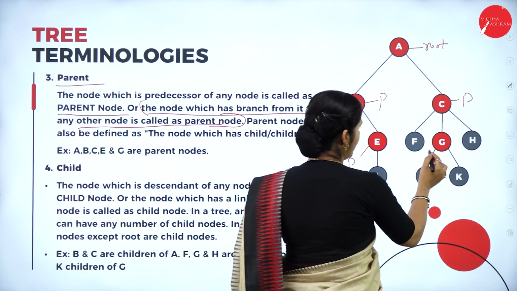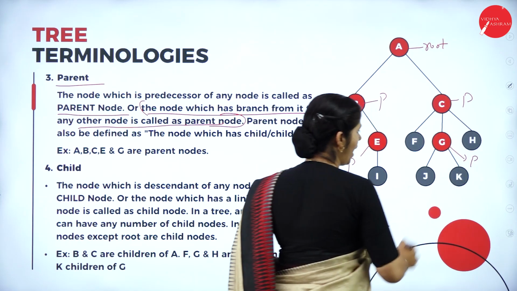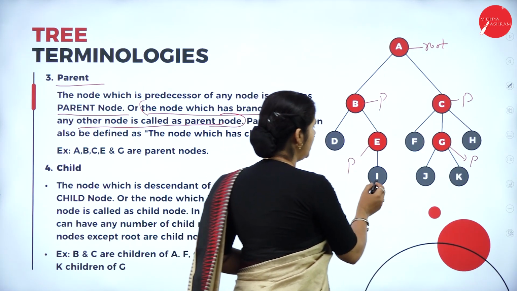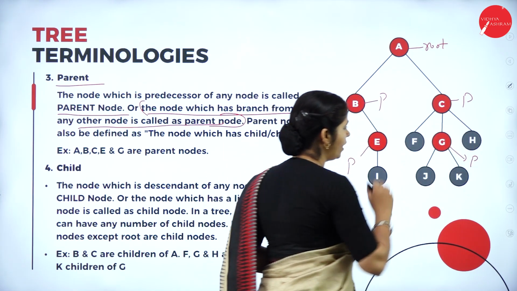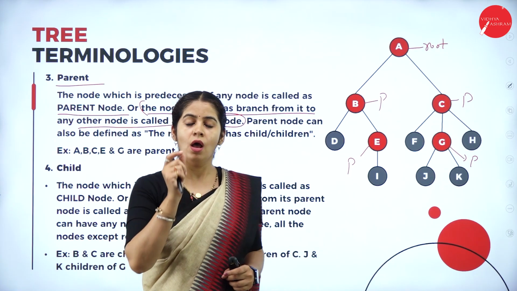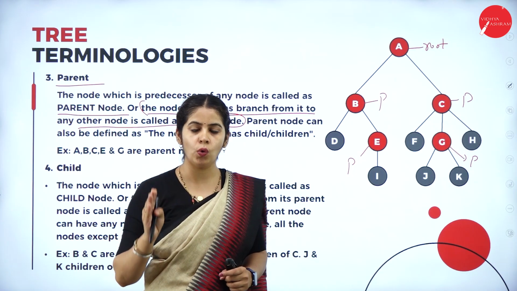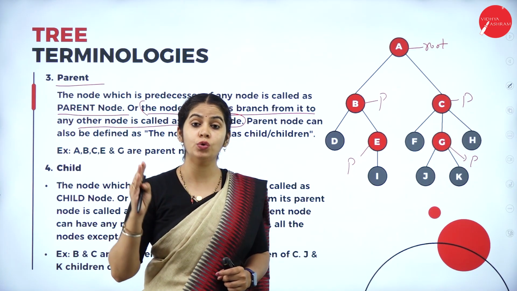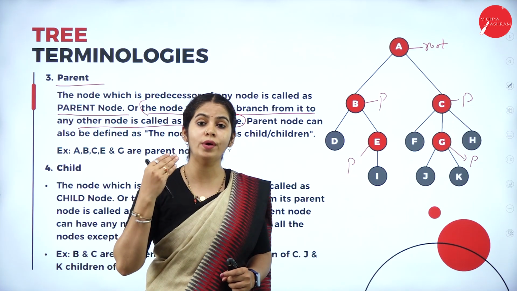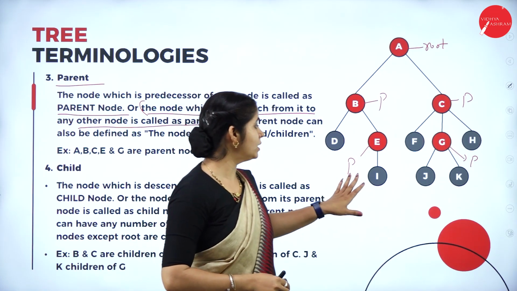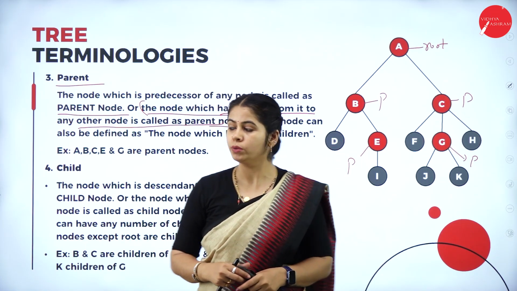E can be the parent and G can be the parent node. Why not D, I, E, F, G and H as parents? Because from those particular nodes, no edges are going out. They are not connecting to any other node, so they don't have a child. That's why they are not parent nodes.